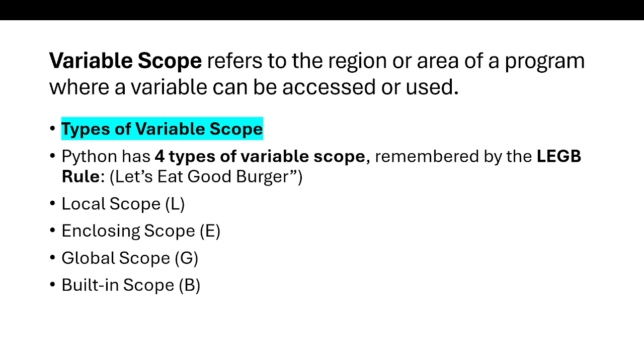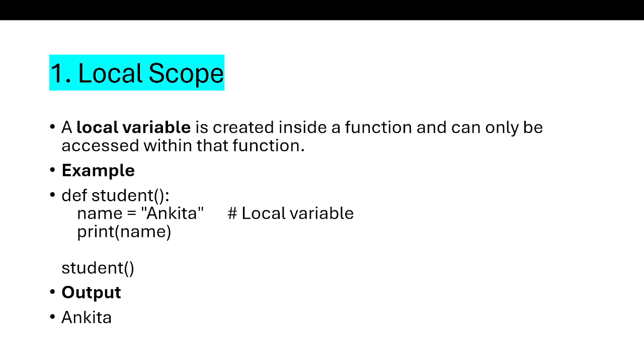So types of variable scope: there are mainly four types of variable scope. Remember by LEGB. What is LEGB? Let's eat good burger. So L for local scope, E for enclosing scope, G for global scope, and B for built-in scope. So let's discuss the types.